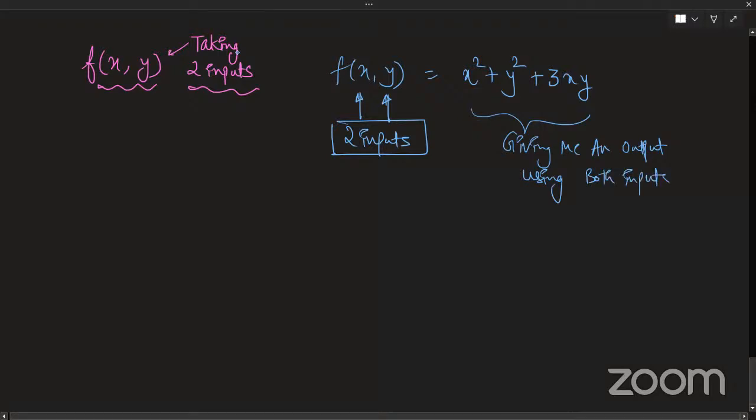It is possible, na. A function can take two inputs. It is giving me an output using both the inputs that I have given it. So can you tell me what is the value of f of 1 comma 2 in this case?